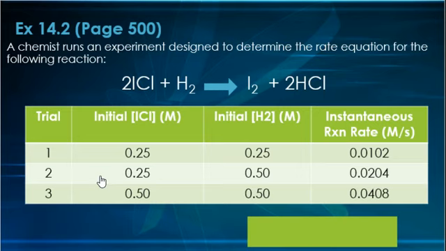All right, so now what I'm going to do is I'm going to take ICl, when it goes, it stays the same. But now I'm going to look at when I double H2. So when ICl stays the same, H2 doubles, what happens to my rate?